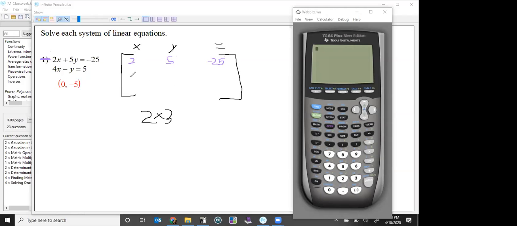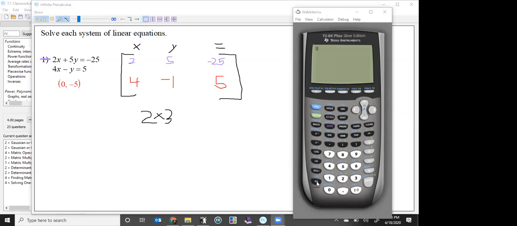My second row is going to be my second equation. The X value in the second equation is 4. I see negative Y, so that's negative 1. And then 5. Now, if I was missing a variable altogether, let's say I didn't have an X at all in that bottom equation, I would put a 0 in for X in the bottom equation. So that's how I come up with my matrix that matches that system of equations.